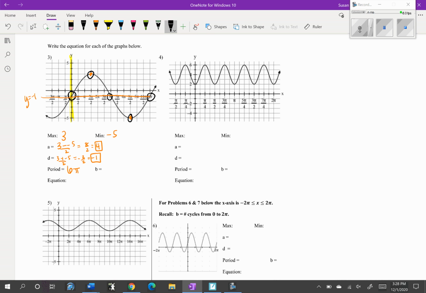So then I'm going to use my equation. B times the period equals 2 pi. So B is equal to 2 pi divided by the period. So in this case, 2 pi divided by 6 pi gives me 1/3.